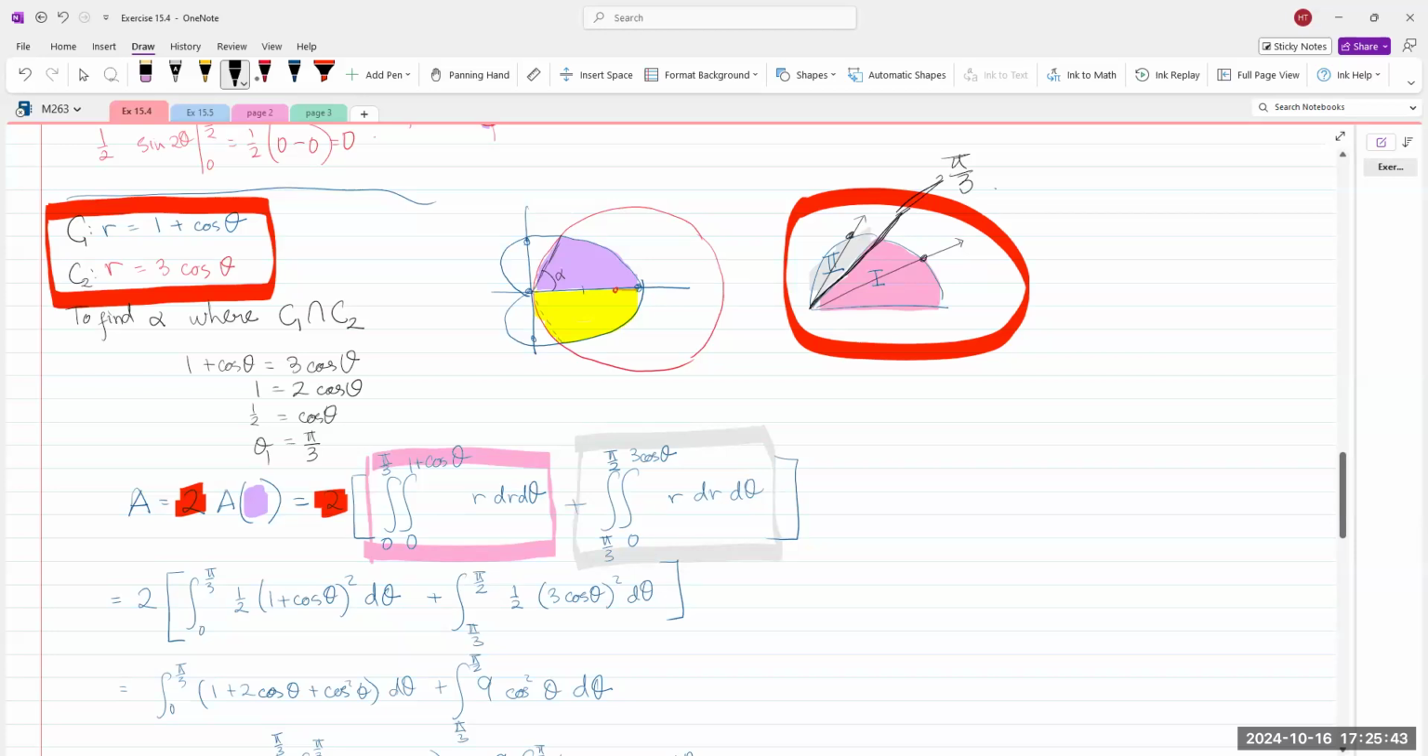Angle pi over 3. That's why then we need to break it up from 0 to pi over 3. The radius is 1 plus cosine theta, the cardioid. From pi over 3 to pi over 2, the radius is 3 cosine theta. Okay, and then from there we go further.